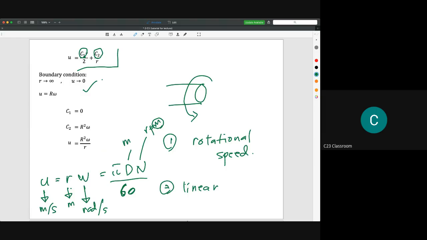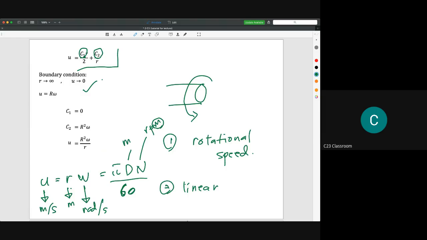I hope you can understand this one, because sometimes they will give you RPM, but sometimes they will give you a frequency. So I think you can convert from the frequency into the RPM and so on. It's actually the same thing, but this is the common term used in machines.